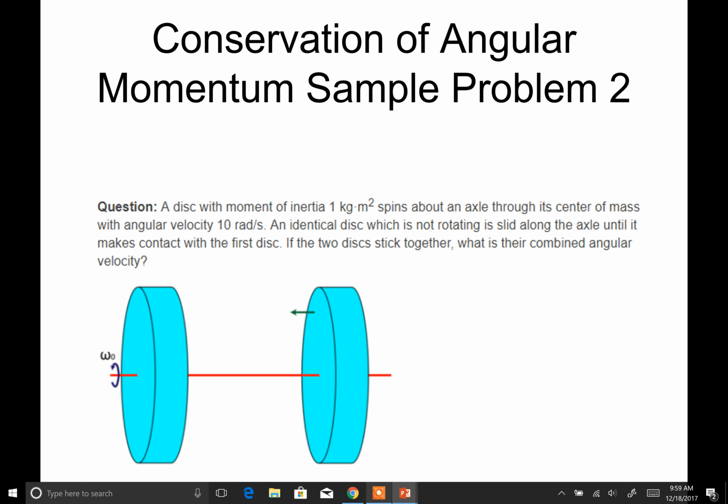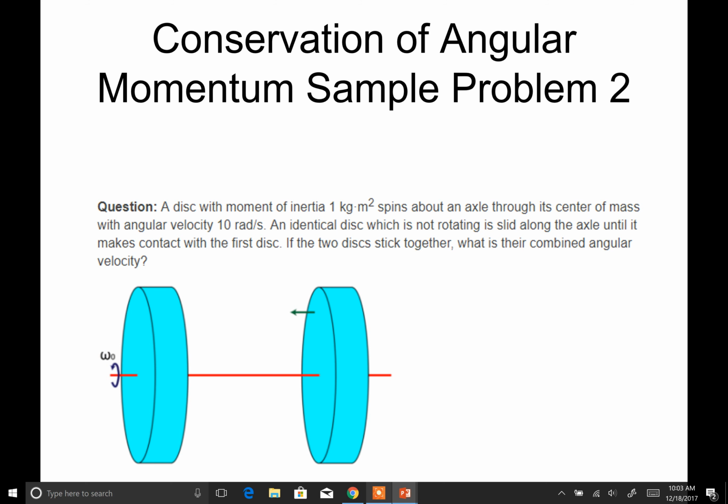Here's another sample problem. A disk with a moment of inertia of 1 kilogram times meters squared spins on an axle through its center of mass with an angular velocity of 10 radians per second. An identical disk, which is not rotating, is slid along the axis until it makes contact with the first disk. If the two disks stick together, what is their combined angular velocity?